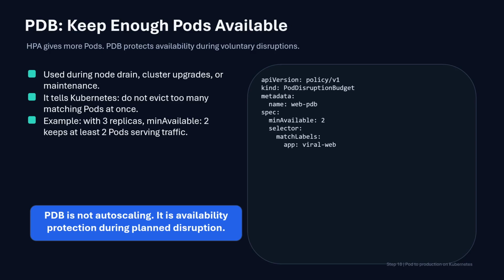Example: with 3 replicas and minimum available 2, that means at least 2 pods are serving traffic at any moment of time. A PDB is not auto scaling. It is availability protection during planned disruption.